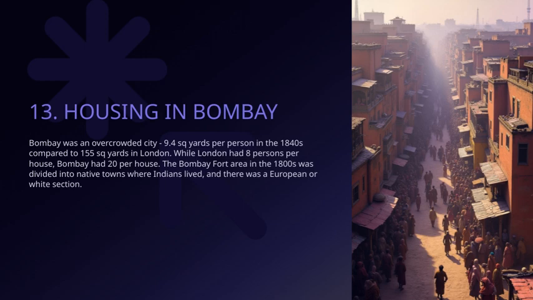If we look at the Bombay fort area in the 1800s, it was essentially divided into 2 main sections, one where native Indians lived, and a separate, designated European or white section. This division reflects the colonial social structure and how space was allocated based on race and class, which was typical of that era. All of these points tie back to the overall theme of urbanization and colonial influence, showing how the city's layout and living conditions were shaped by social hierarchies and economic pressures.